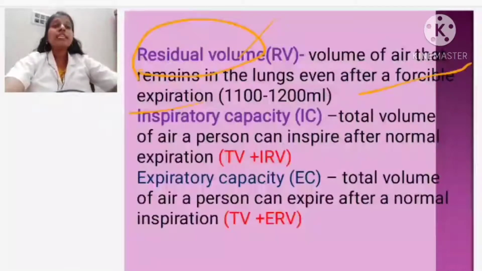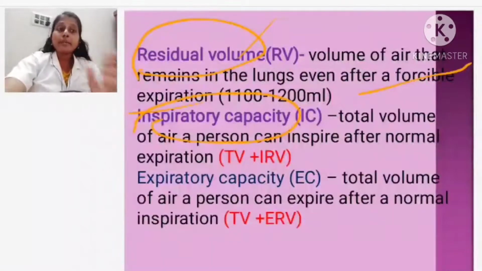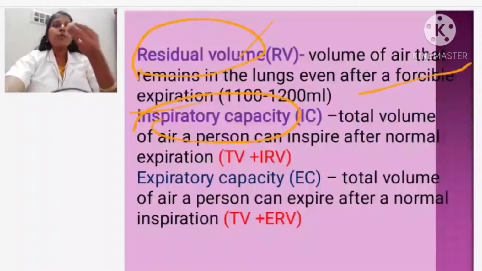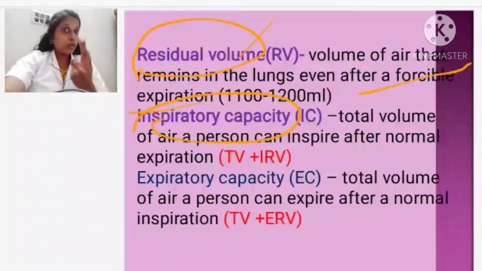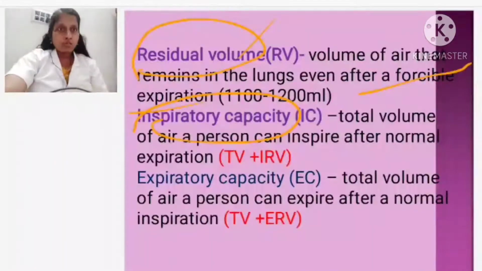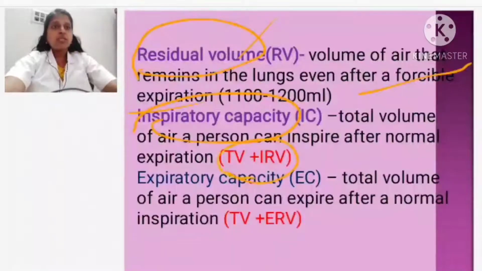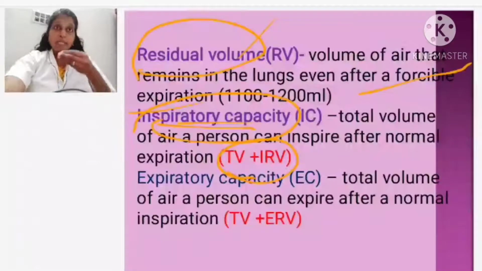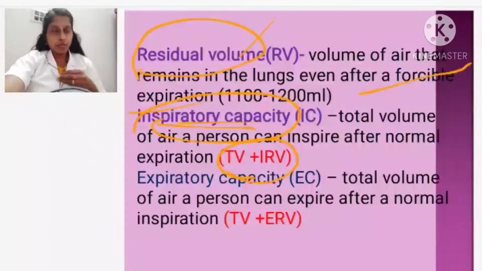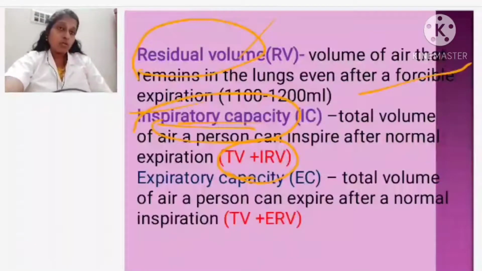The next is inspiratory capacity. Inspiratory capacity means how much you take in normally, the tidal volume you have learned, 500 ml, plus how much you can take in forcefully, the inspiratory reserve volume of 2500 ml. If you add up these two things, you get your inspiratory capacity: how much you can take in normally plus forcefully. The same thing for expiratory capacity, what will it be?